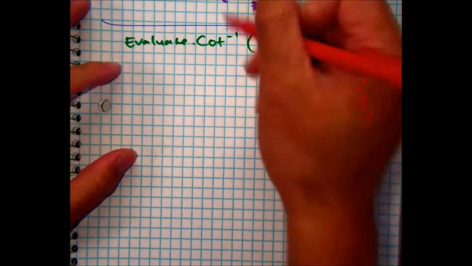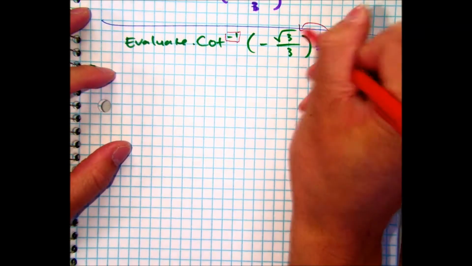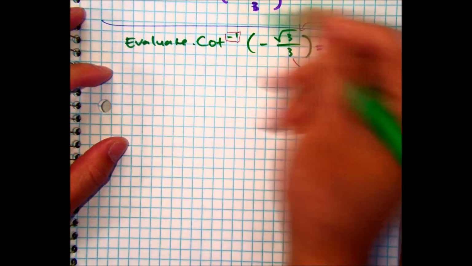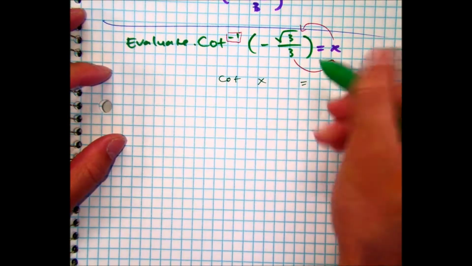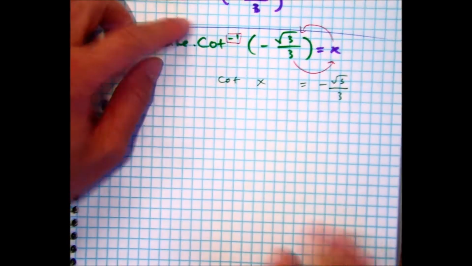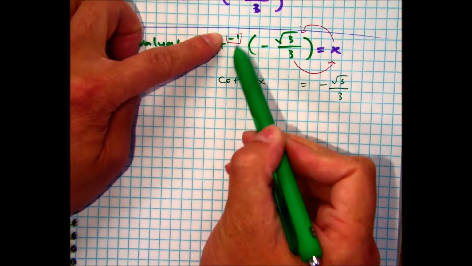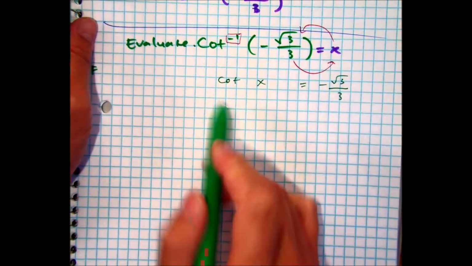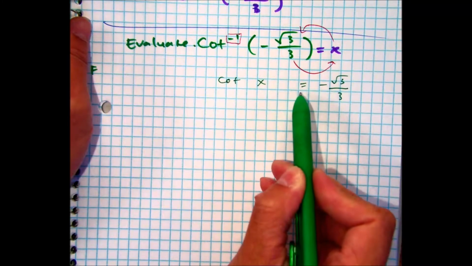And then what I'm going to do here is take the inverse. So I'm going to switch these. And when I switch these, I now get cotangent of x equals negative radical 3 over 3. Remember, when you do the switch, this is like an on and off switch. Because I did a switch, I have to now take it off. I have to figure out where cotangent of x is negative.